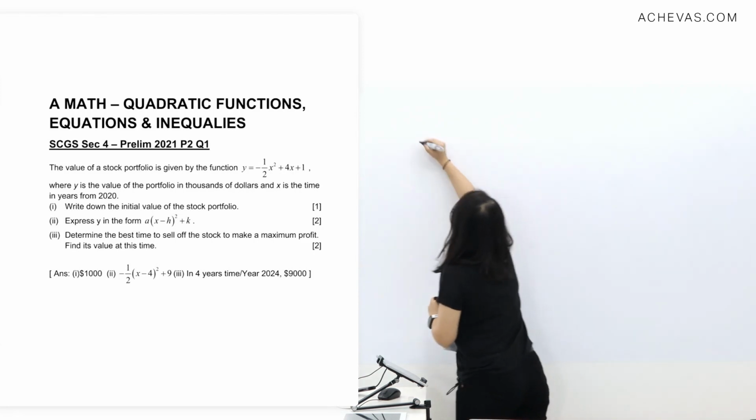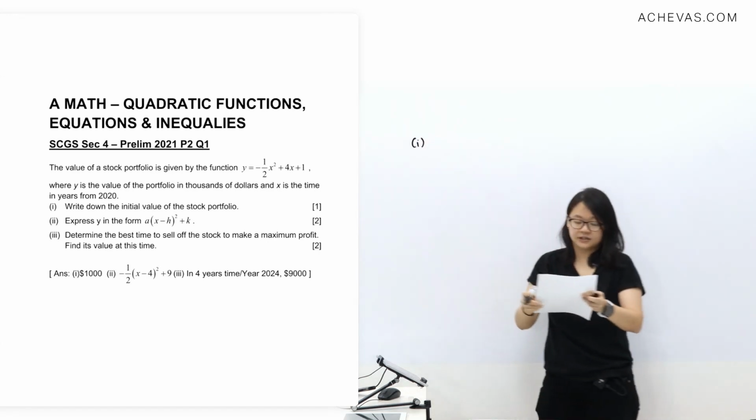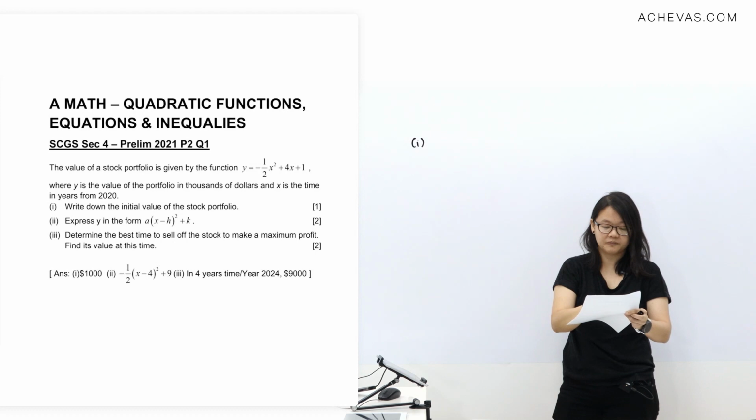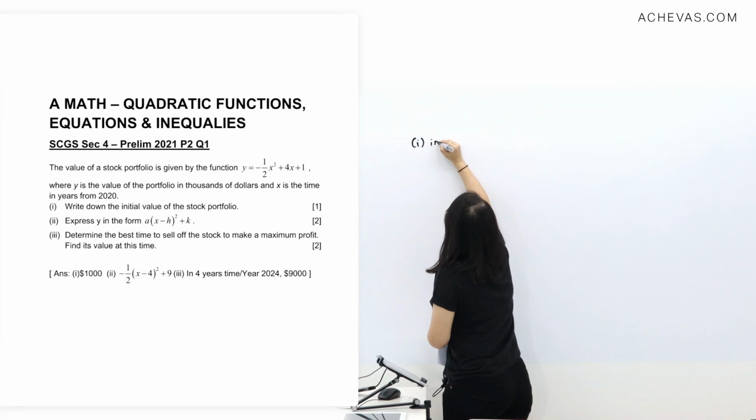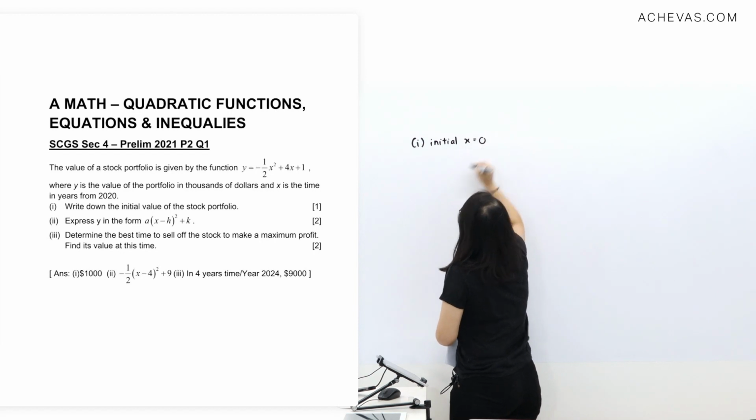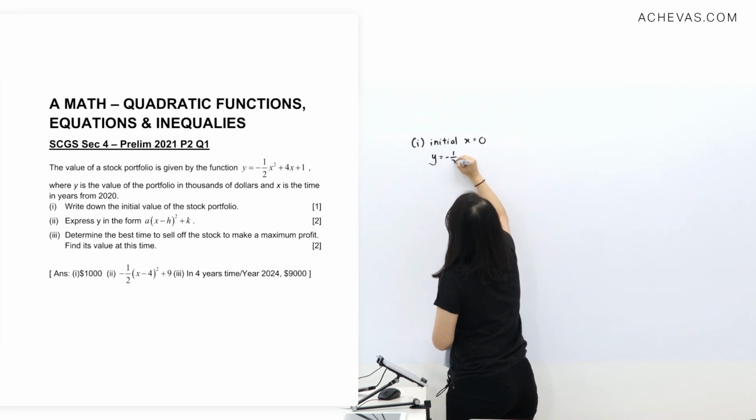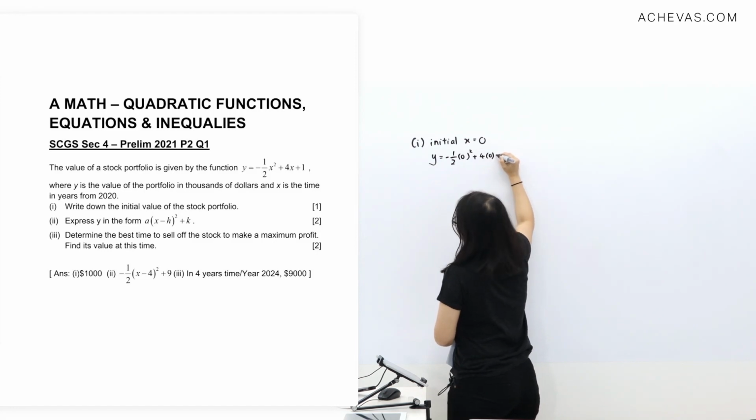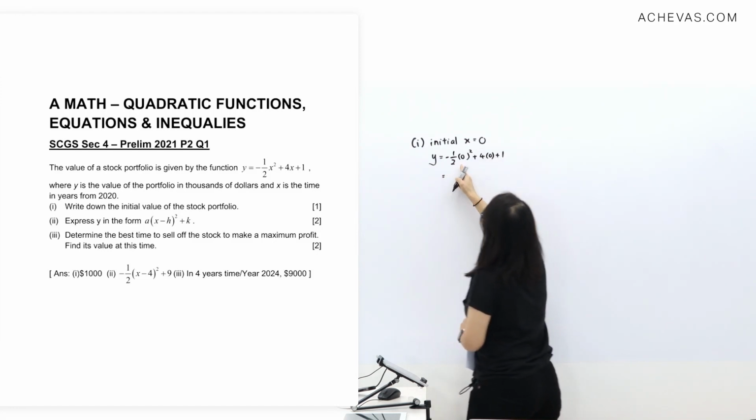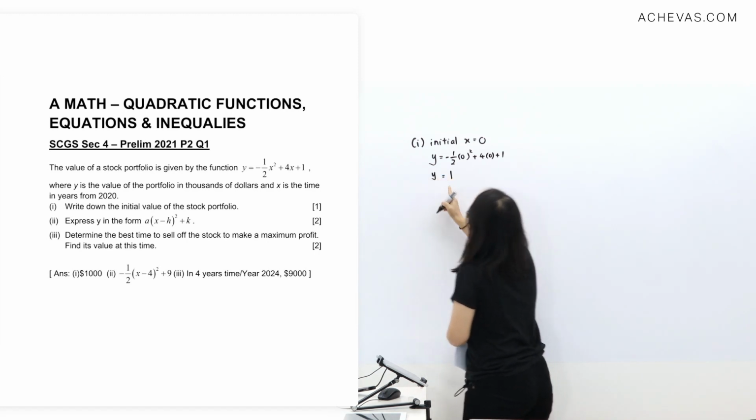So let's just do this. Initial value, so the value of the stock portfolio is the y value. Initial means the start, okay? So the start of the year, we're going to insert x = 0. So from the word initial, we're going to insert into y. And you'll notice everything goes to 0, so I'm just going to insert to let you know that this is 0, 0, so you'll get y = 1.